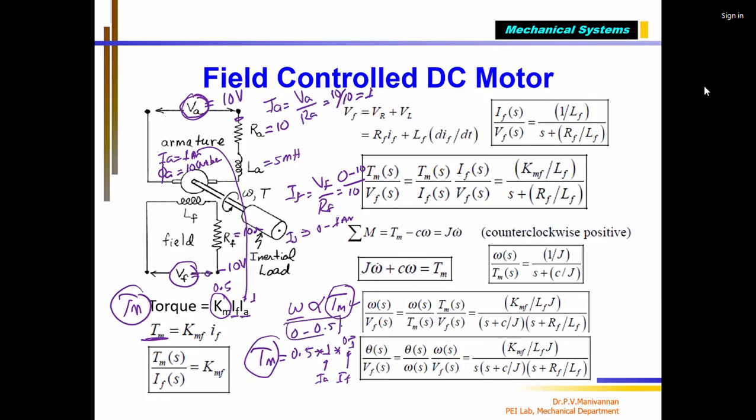Correct? The torque will be so many Newton meters, and it will be varied. That means my motor torque varies when I vary the field current. So this is called a field control motor.